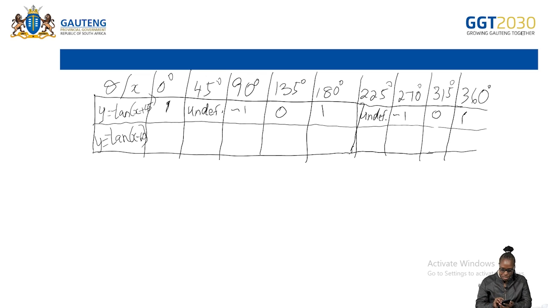Minus 60. I'm subtracting 60 from 0, because I start there, to check the values. It gives me negative root 3. For plotting purposes, it's negative 1,7. When I have 45, it gives me negative 0,3. When I have 90, it gives me root 3 over 3, which is 0,6, positive 0,6.